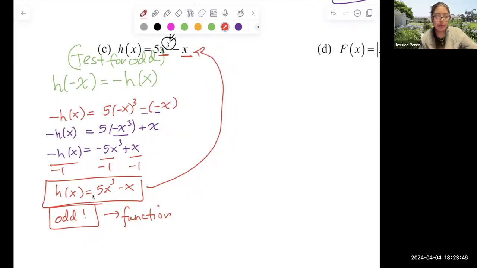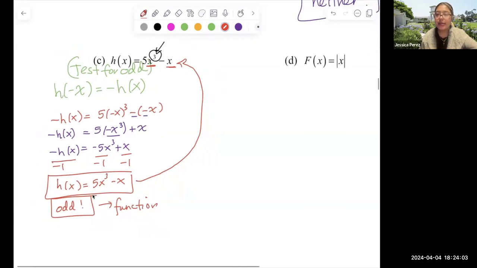Any questions so far on this one? So I didn't have to test for even. Why didn't I have to test for even? Because I already have a third degree polynomial. That automatically allows me to skip testing even.